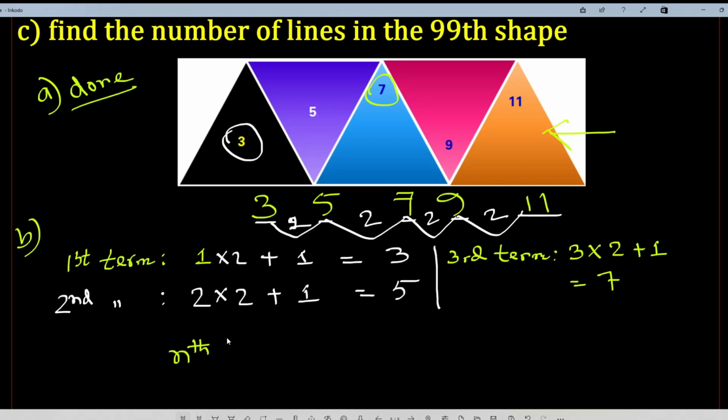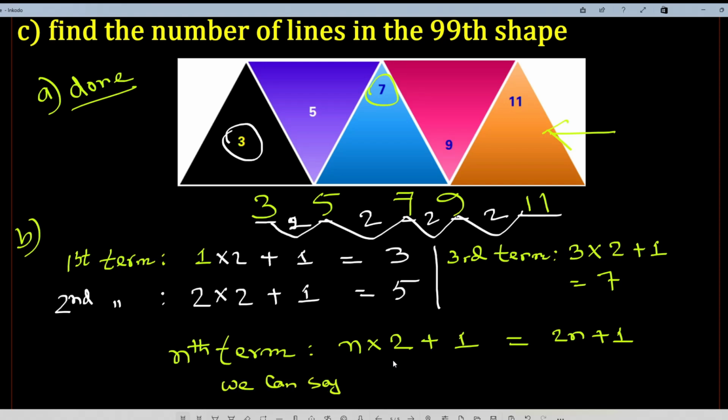The nth term. Term number n, so we will write n multiplied by the difference which is 2, then plus 1. So the nth term is 2n plus 1. This one we can say is an arithmetic sequence.